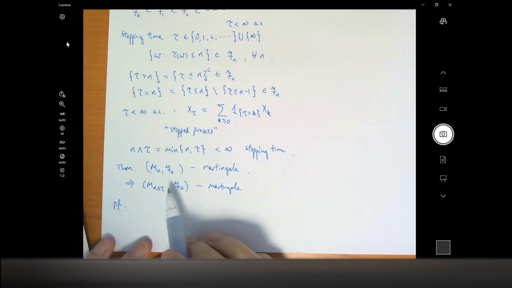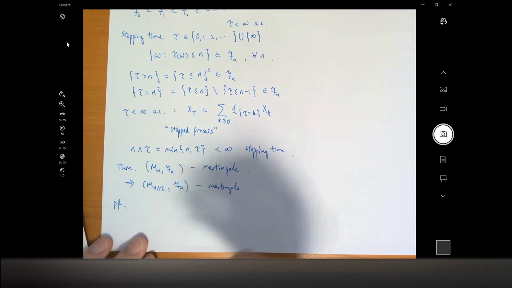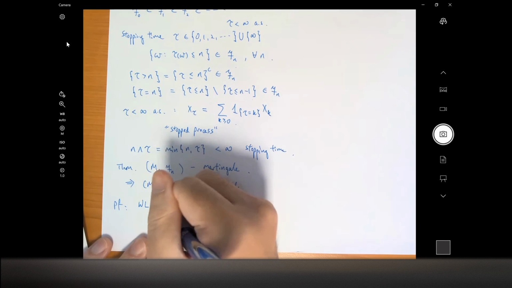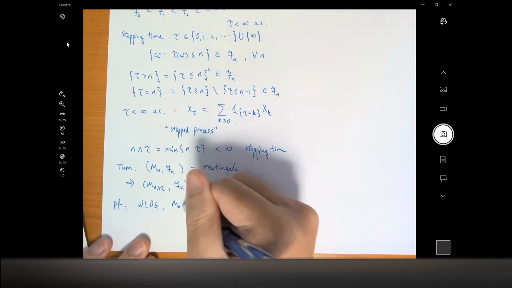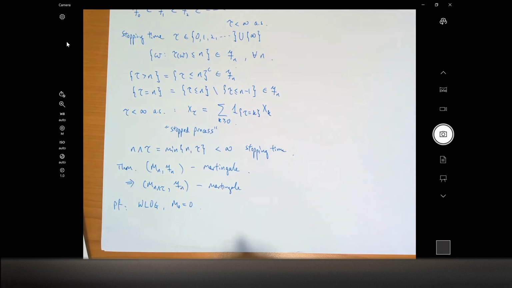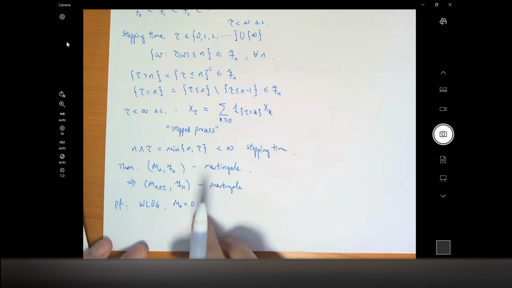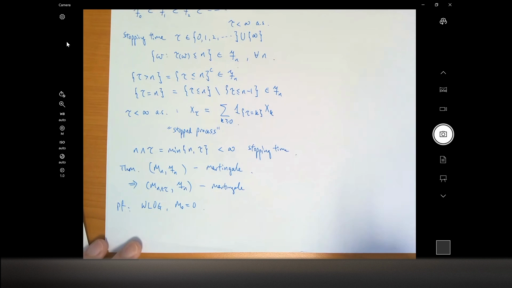So let's try to prove this result. First of all, without loss of generality, we can assume that m0 equals 0. Let's just set m0 equals 0, because if it's not equal to 0, you can just subtract m0 from all the terms inside your martingale, and you still have a martingale. So for simplicity, let's assume m0 equals 0.